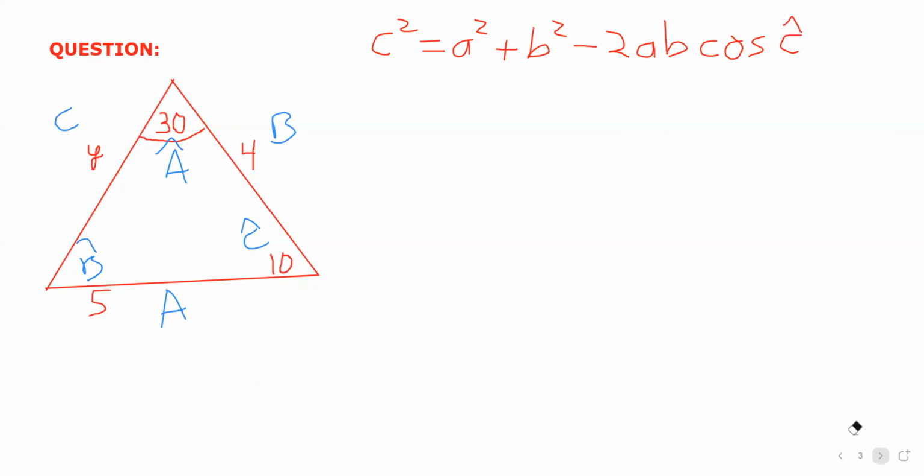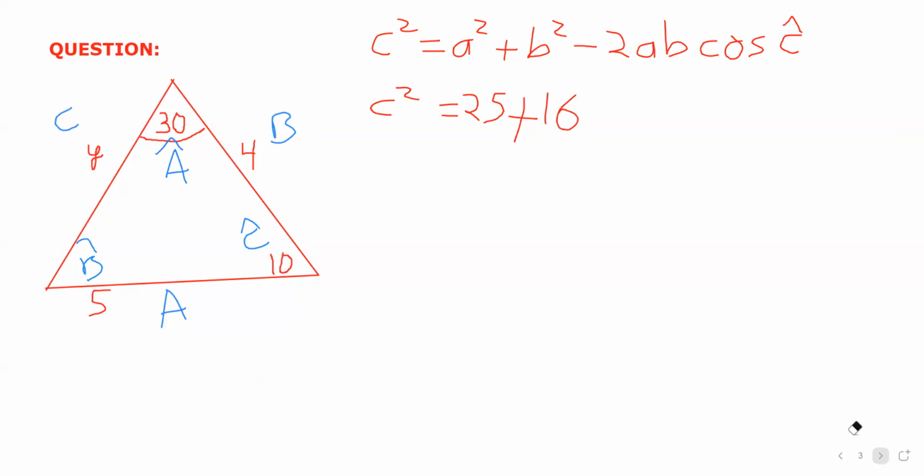Alright, so now we just have to plug in the values. So C squared is what we want to solve for, so I will leave it like that. A squared, where's A? A is 5, right? So 5 squared is 25, plus, where's B? B is 4, so 4 squared is 16.